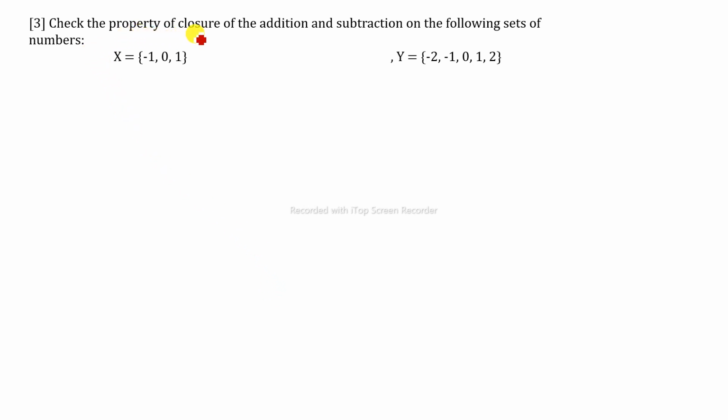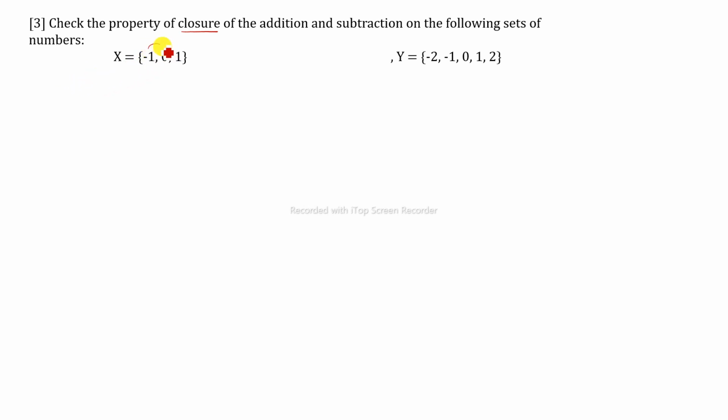Check the property of closure of addition and subtraction for the sets. Here we want to know whether the set is closed under addition or not, and whether the set is closed under subtraction or not. The meaning of closed is that if we do the operation for any two elements of the set and the result is in the same set, then it is closed under addition or not.